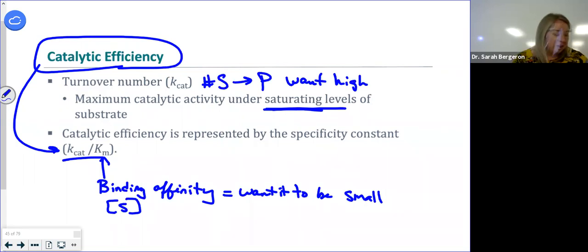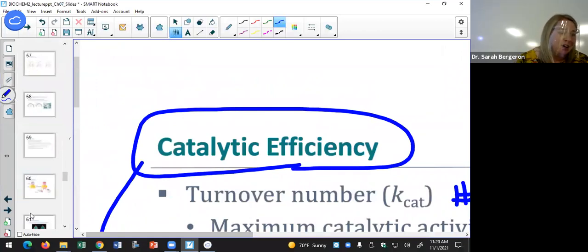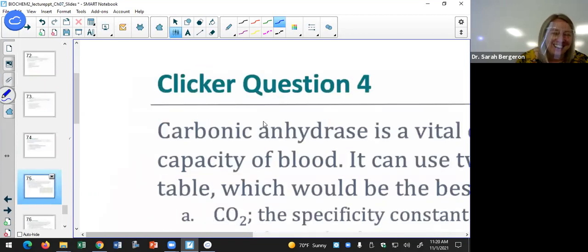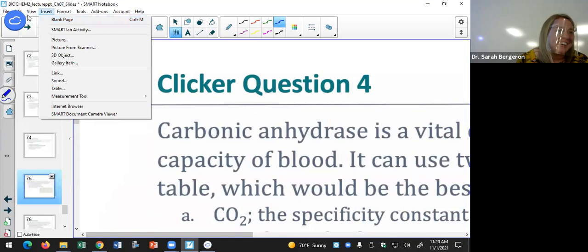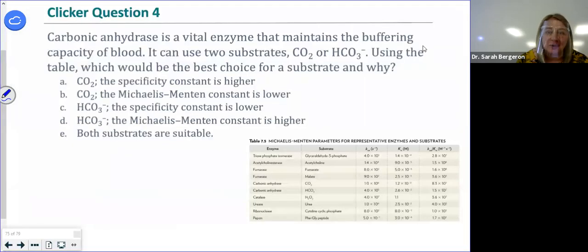Okay. I'm going to do something a little different, because y'all are nodding yes, but I don't necessarily believe you. So we're going to try this. I want y'all to think about this, and I want you to talk to everybody. I'm going to try and move this.